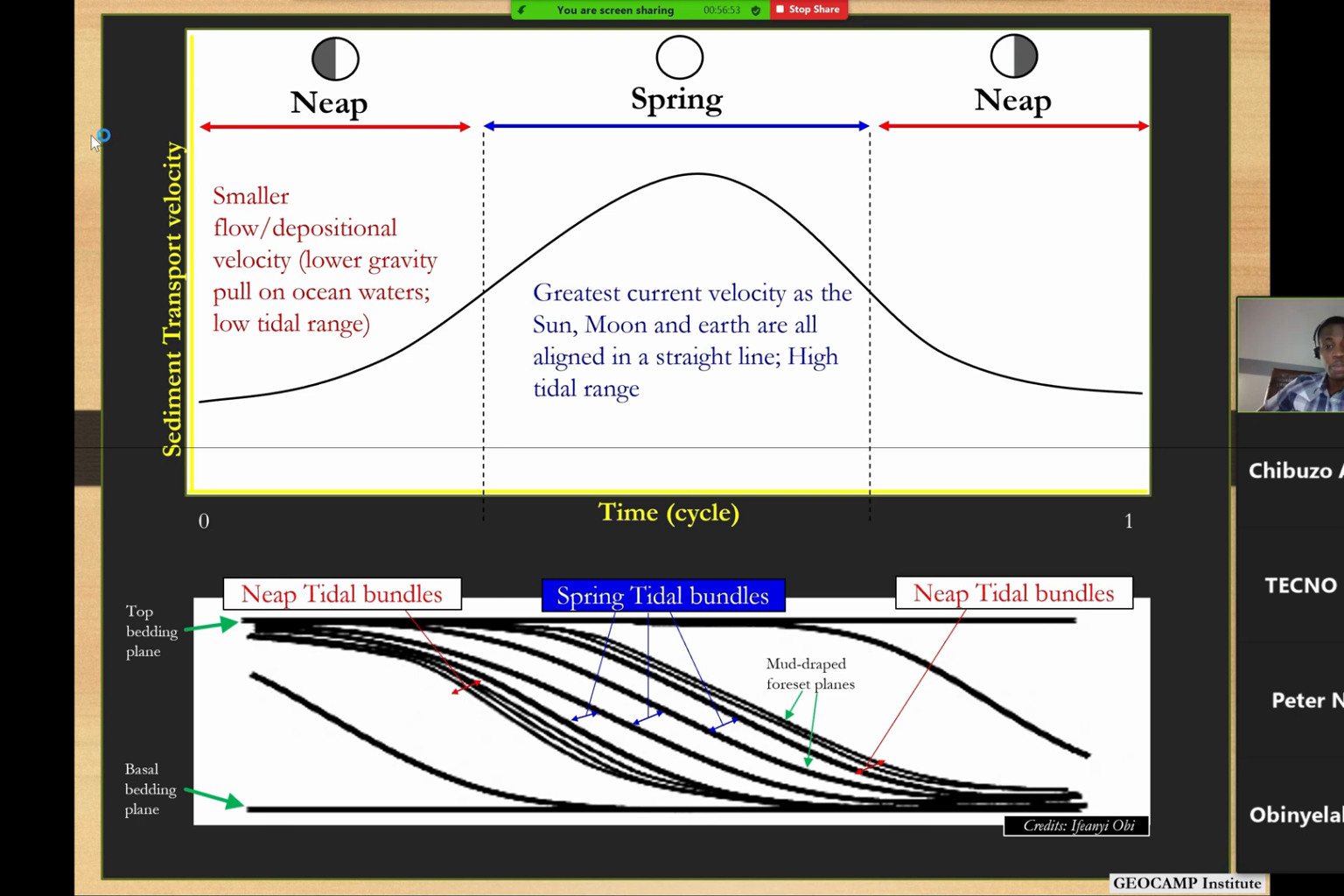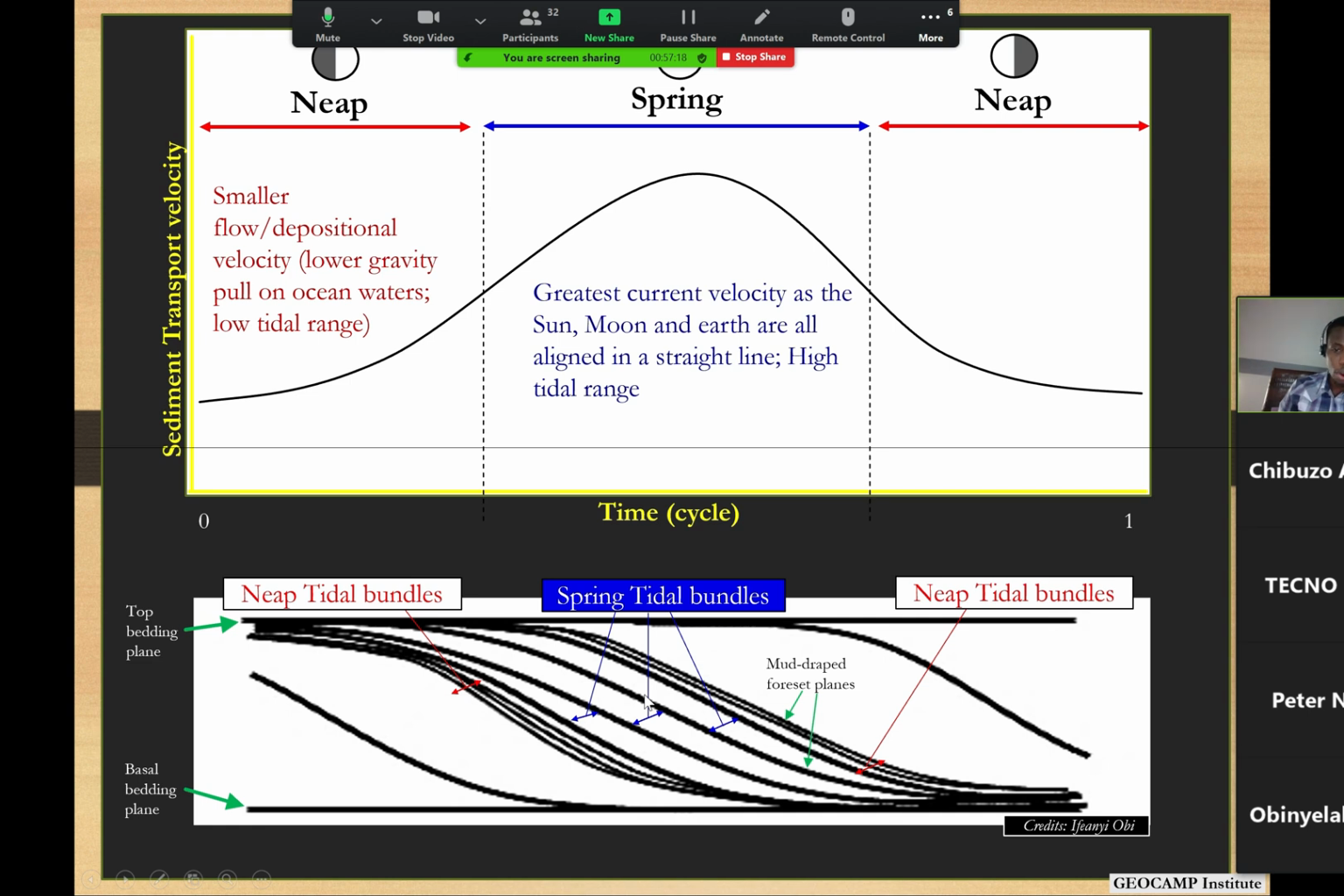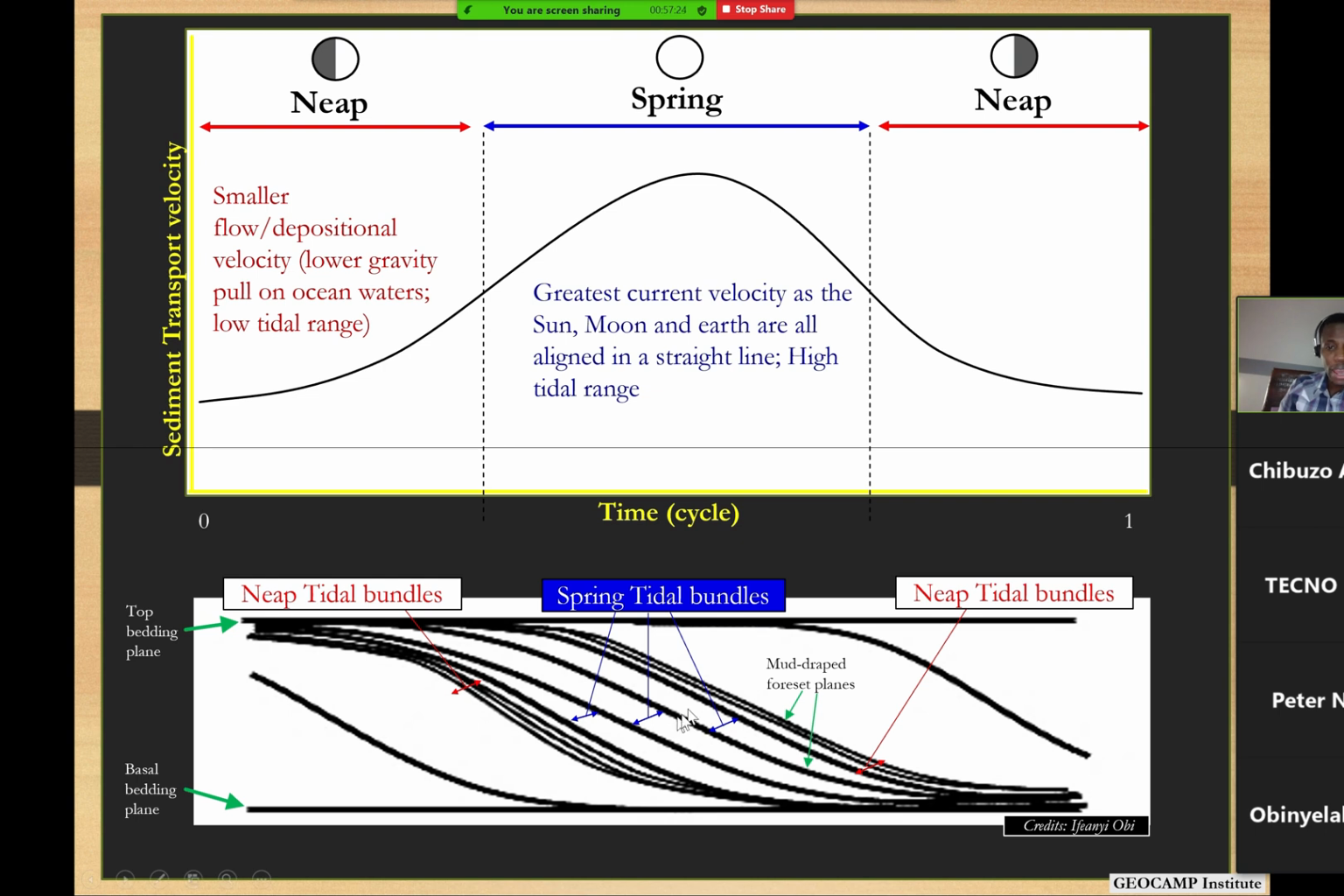So these periods where, like I said, you have very small, thinner bed sets with all these mud drapes on these foreset planes, you see how they're all linked to the Neap tidal cycle. That's when you have the lowest pull on the ocean waters. In the spring tidal cycles, you see that the thickness of the individual foresets is more compared to that of the Neap tidal bundle. Okay, so you have thicker tidal bundles during the spring cycle than during the Neap cycle.